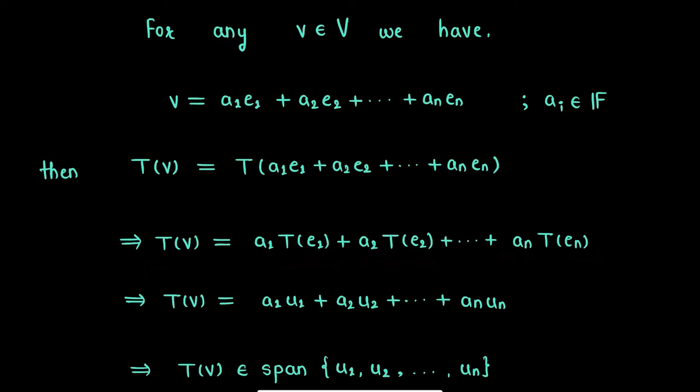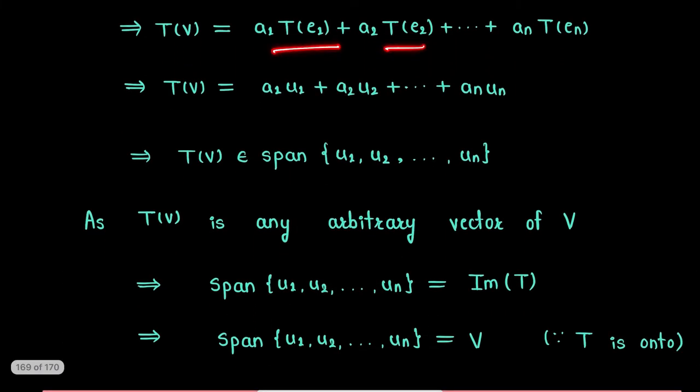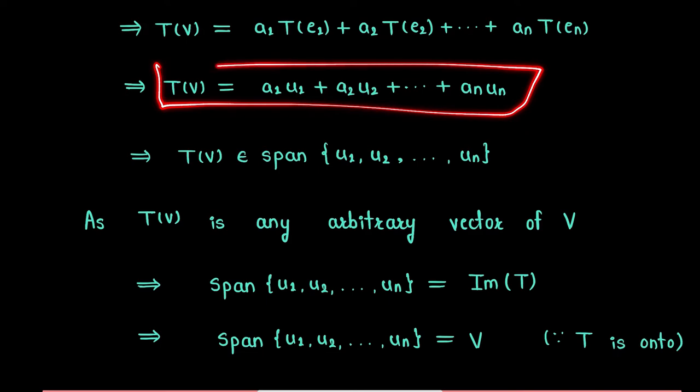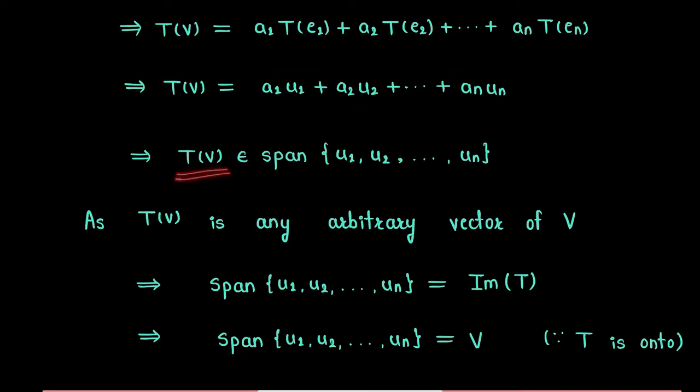Since the images T of E1, E2, up to En are U1, U2, up to Un respectively, we can write T of V is equal to A1 U1 plus A2 U2 plus and so on plus An Un. From here, we can observe that the vector T of V belongs to the span of these n vectors U1, U2, up to Un. Since T of V is an arbitrary vector, the span of U1, U2, up to Un is equal to the image of T. Since T is onto, the span of U1, U2, up to Un is the whole vector space V.